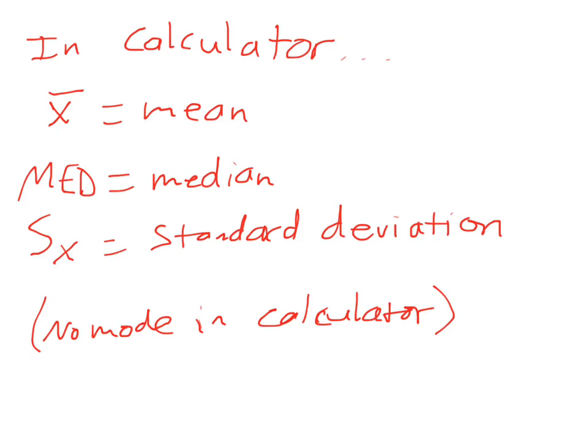So put it in a calculator and check your work. Make sure you're getting these things. Make note of this when you're looking at the results in the calculator. Where you see X bar, that number is going to be the mean. When you see MED, that's the median. And then we see SX, that's an S, not a 5. That is standard deviation. The calculator is not going to give you mode, but you can figure it out just looking at the data set.